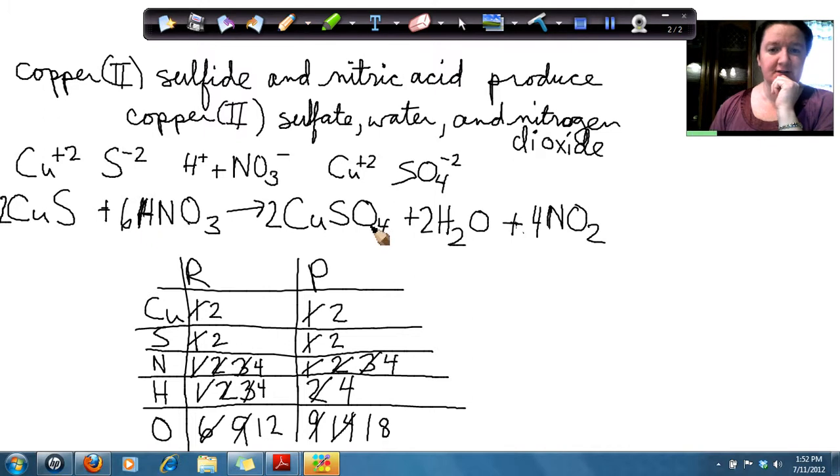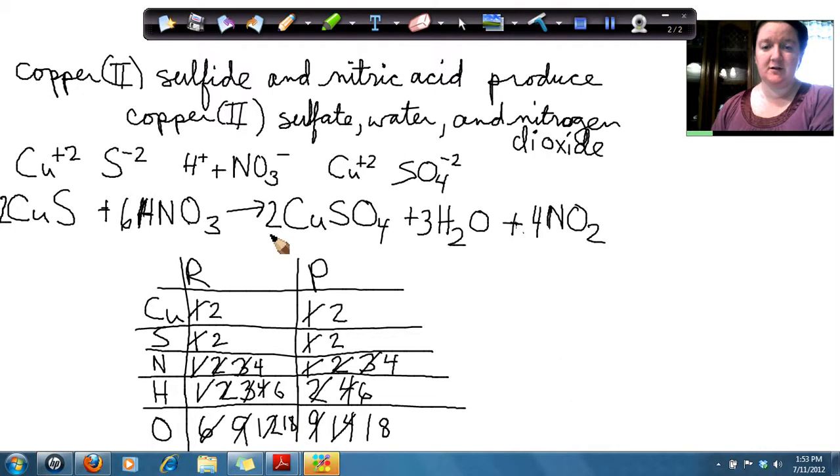So now we have 6 hydrogen, which means we need to change that to a 3. So now my hydrogens are balancing out again. 6 and 6. But now let's look at the oxygen. I have 18 oxygen on that side.